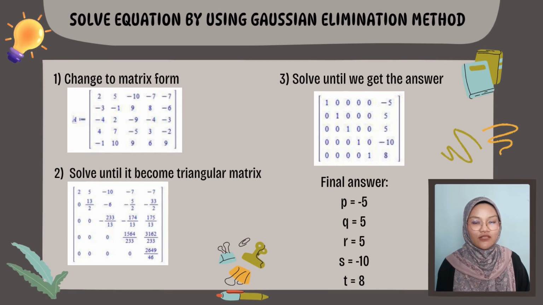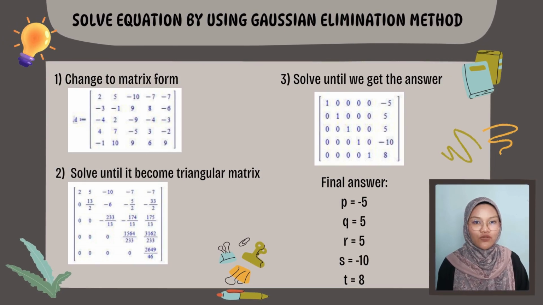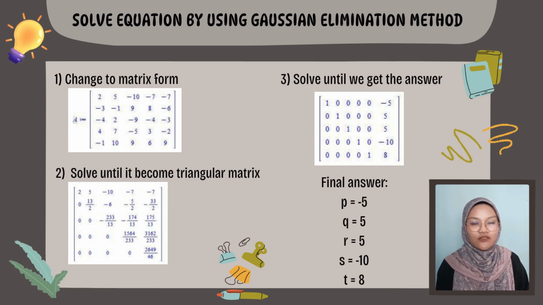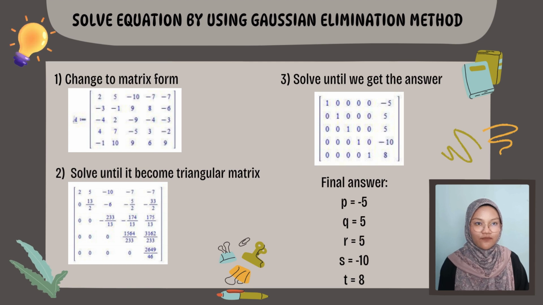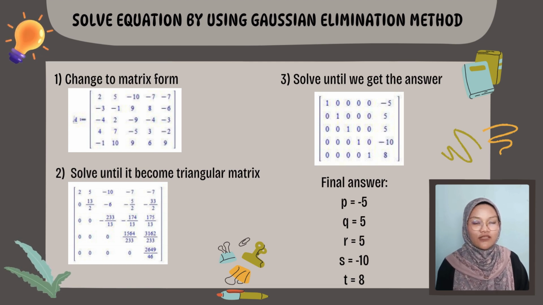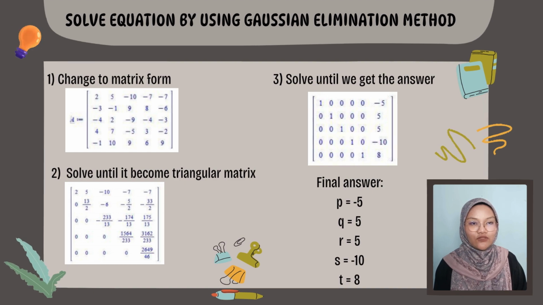The first step is we have to change our equation into a matrix form. Second, we have to solve it until it becomes a triangular matrix. And the third step is solve it until we get the answer. So the final answer is P equal to -5, Q equal to 5, R equal to 5, S equal to -10 and T equal to 8.